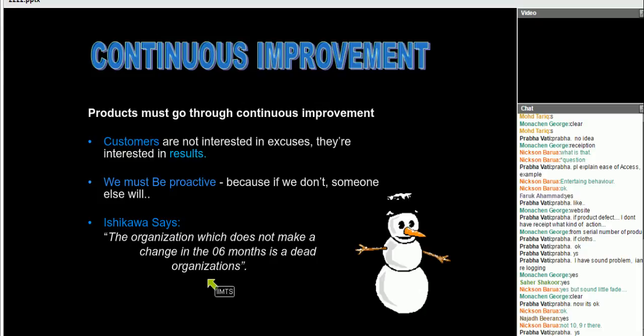Ishikawa says, the organization which does not make a change in 6 months is a dead organization. So he was one great who believed every organization should make a change every 6 months. Right? The best example are the mobiles. You see that after every 2 or 3 months, a new variety of mobile comes with some new features in it, right? Of any organization. If you take the example of Apple only, you see right from Apple 4 series to 5 series to 5C to 5S. Now we have Apple 6 and 6 Plus iPhone, right? So they keep making improvements in the product, and they are giving a new name to it, right, for getting customers. Clear, everyone?